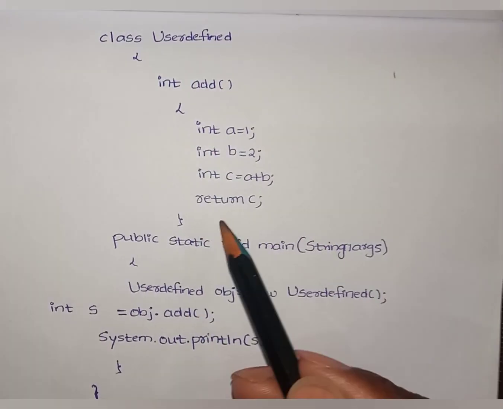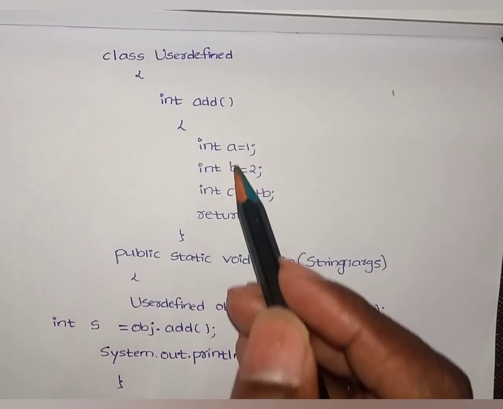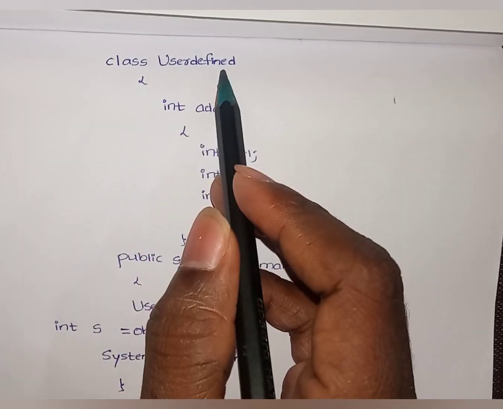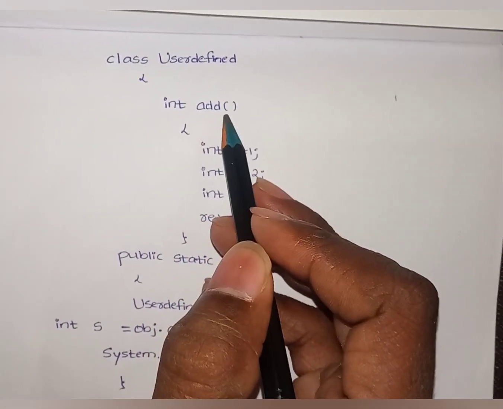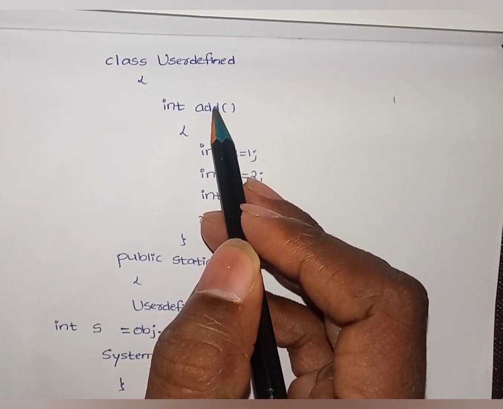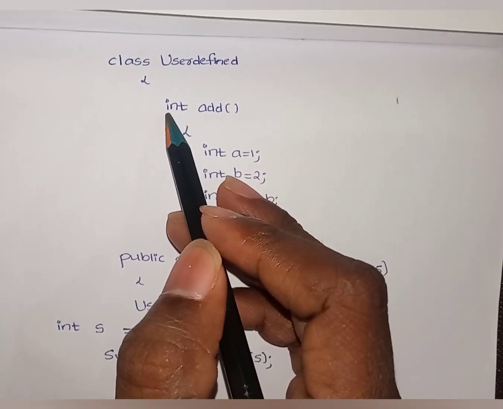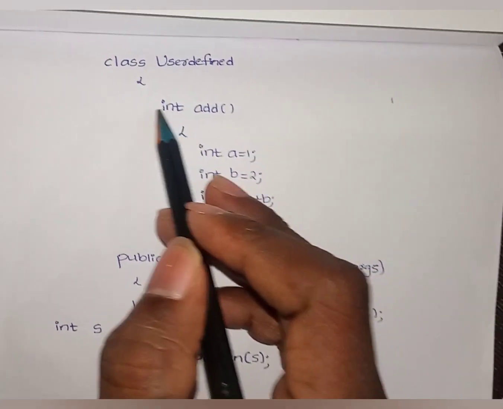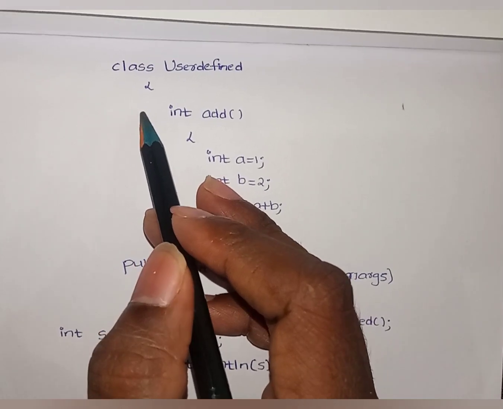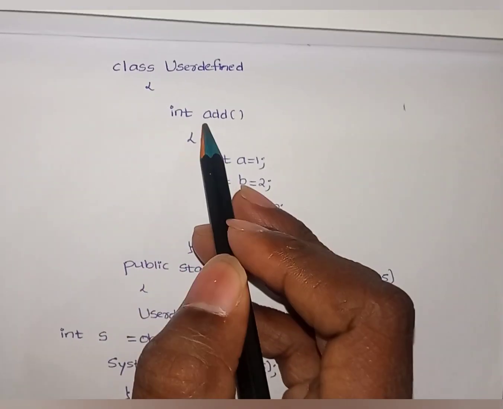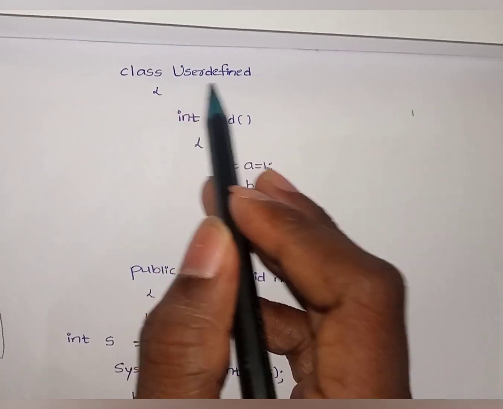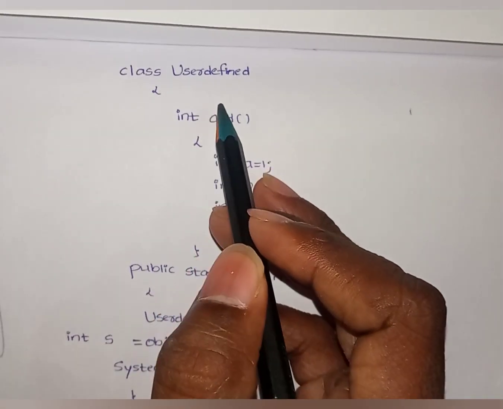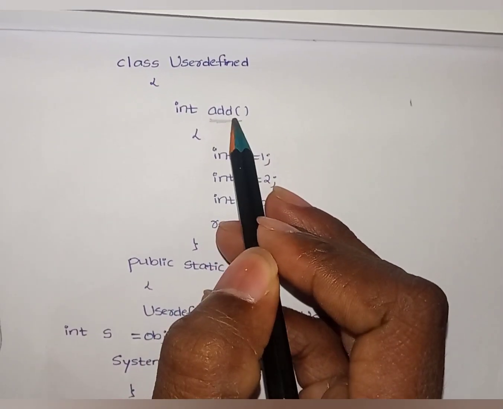This is another code that represents the user defined method. User defined is the class name here, and inside the class add is a user defined method, and it is returning the type int. Here I have taken the return type as int, and I have not defined it with the static keyword, so it is a non-static method. As it is a non-static method, we need to create the object for this class user defined, and with the reference variable we need to call this particular method add.